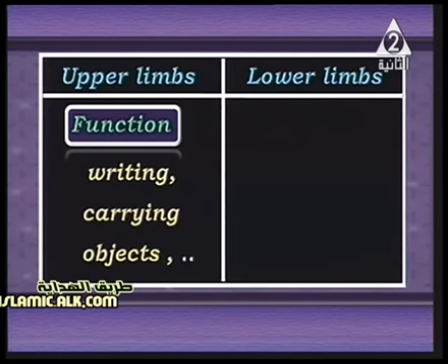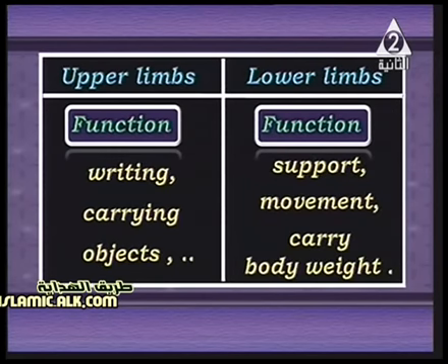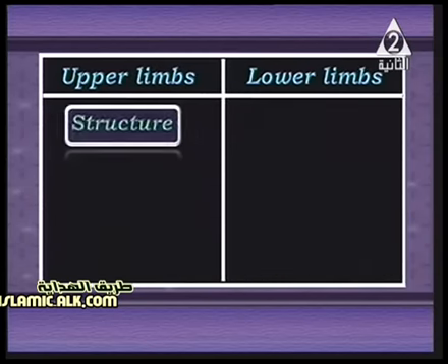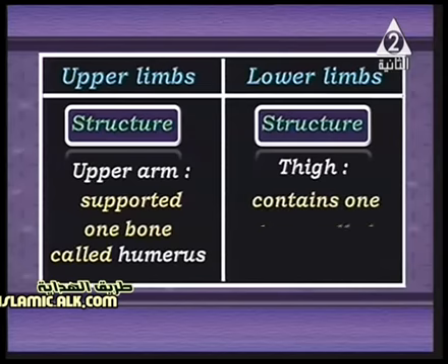While in case of lower limbs, also easy. For what? Support movement, carry the rest of the body, and so on. What about the structure of both of them? Very, very important. We have here the upper arm supported by just one bone. We call it what? Humerus. While here in the lower limbs, excellent, the thigh also contains one bone called femur. Perfect.